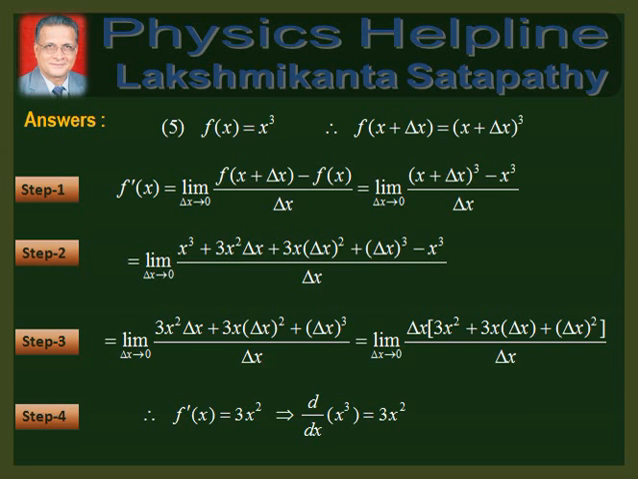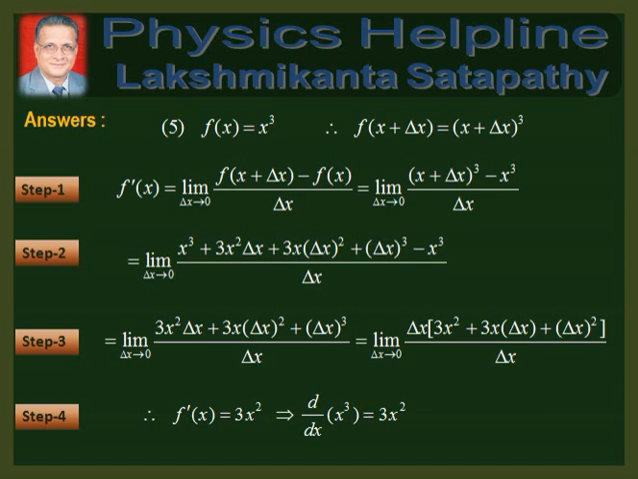In the second step, we have expanded x plus delta x whole cube in the numerator. In the third step, we have simplified the numerator and taken delta x common in the numerator, which gives f dash x is equal to limit delta x tends to 0 delta x into 3x square plus 3x delta x plus delta x whole square divided by delta x. In the fourth step, we cancel delta x from the numerator and denominator, since delta x tends to 0 implies delta x not equal to 0.